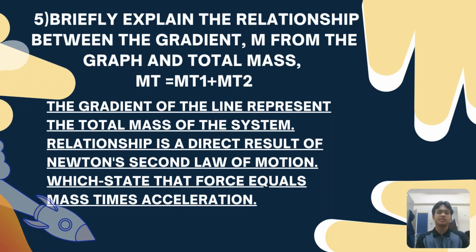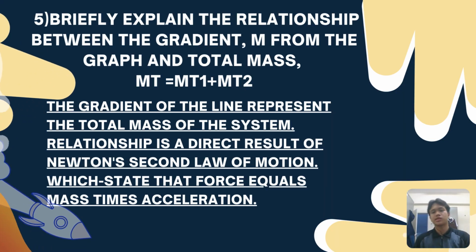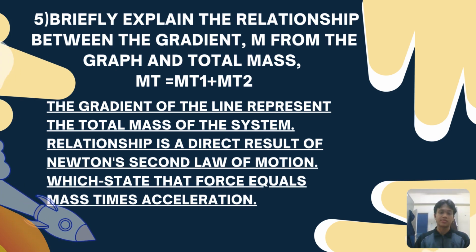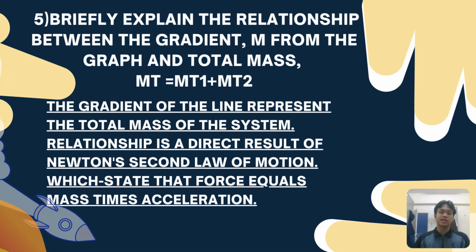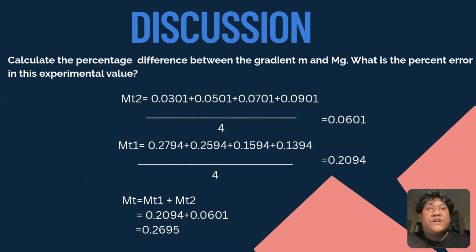And the last analysis question is to briefly explain the relationship between the gradient from the graph and total mass. So the gradient of the line represents the total mass of the system. This relationship is a direct result of Newton's second law of motion, which states that force equals mass times acceleration. For discussion, we have to calculate the percentage difference between the gradient m and mT. We have to find the percent error in this experimental value.